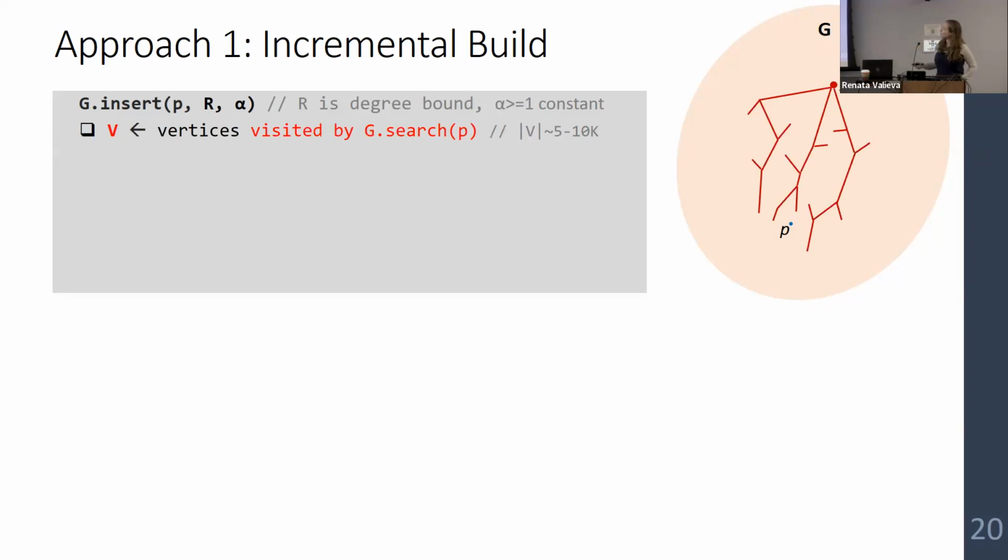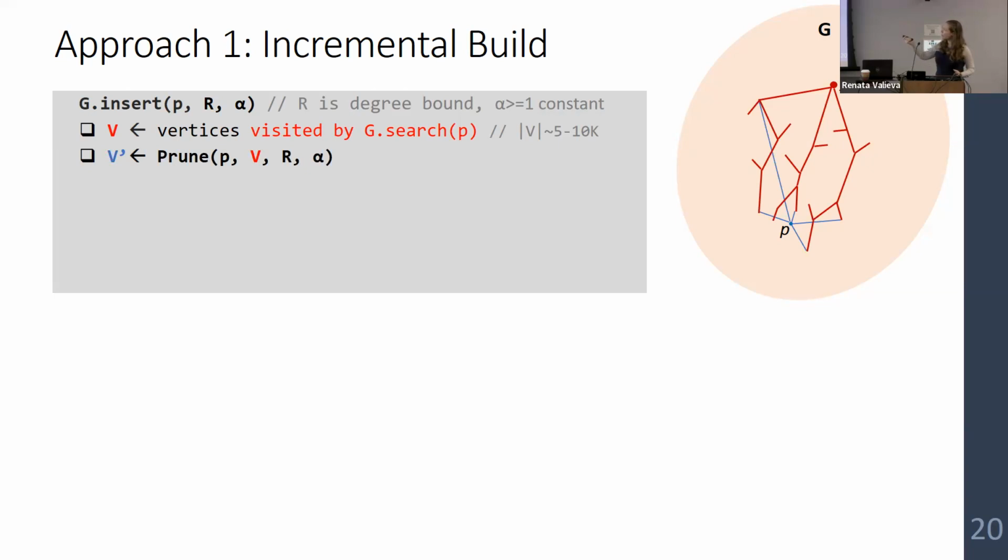How we insert into an existing graph is we take this point P, and we look at the set of vertices that are visited by this greedy search in the initial graph. This is not the set of nearest neighbors, but the whole set of vertices visited. Here you can see it forms this connected subgraph of the existing graph G. These are going to be the candidates for the out neighbors of P.